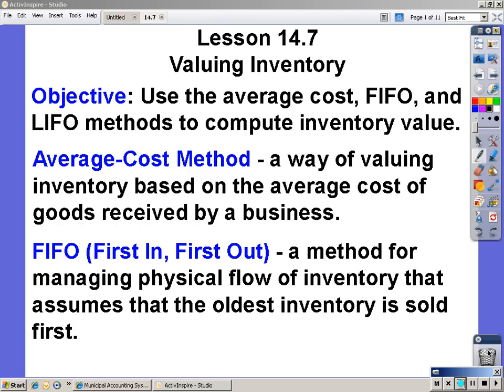FIFO is the next method, which means first in, first out. It's a method for managing physical flow of inventory that assumes that the oldest inventory is sold first. Get this down, and then we will move on to LIFO. Press pause while you're copying, play to resume. Okay, let's go on to the next page.